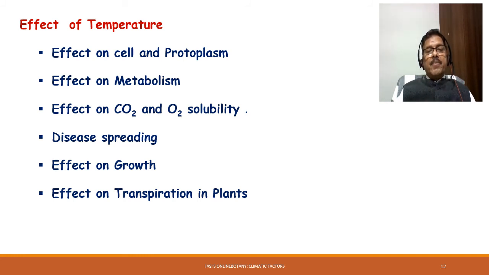Disease spreading. Low temperature with high humidity can spread diseases to the plants. Effect on growth. An increase in temperature results in elongation of the hypocotyl. Effect on transpiration in plants. The rate of transpiration increases with the increase in atmospheric temperature and vice versa.